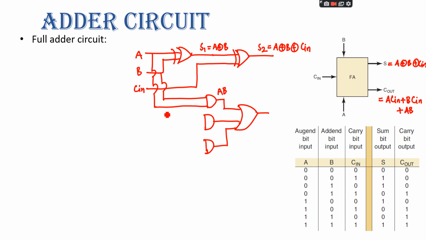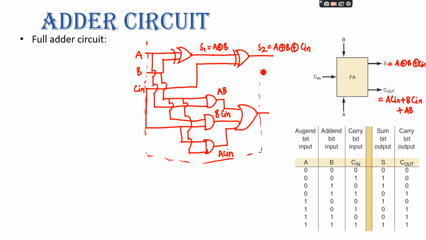Then the second input should be B multiplied by C in. So if we take the input from here, this should be your B, and it should be B multiplied by C in. And the third input should be A multiplied by C in. So I can connect C in from here, and I need to have A, so A would be coming from here. That should be your A multiplied by C in. So all the circuit within this dash line would represent your full adder circuit.